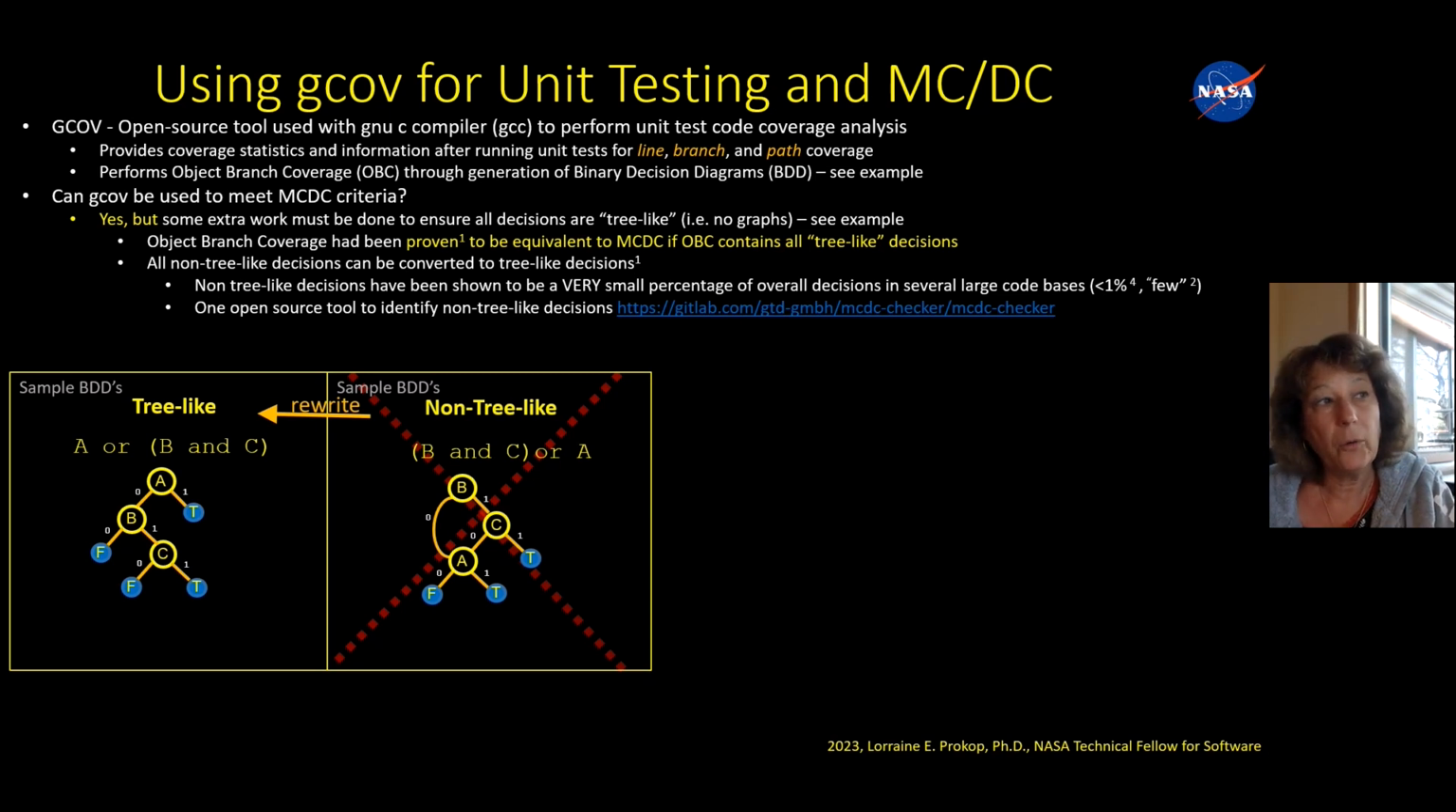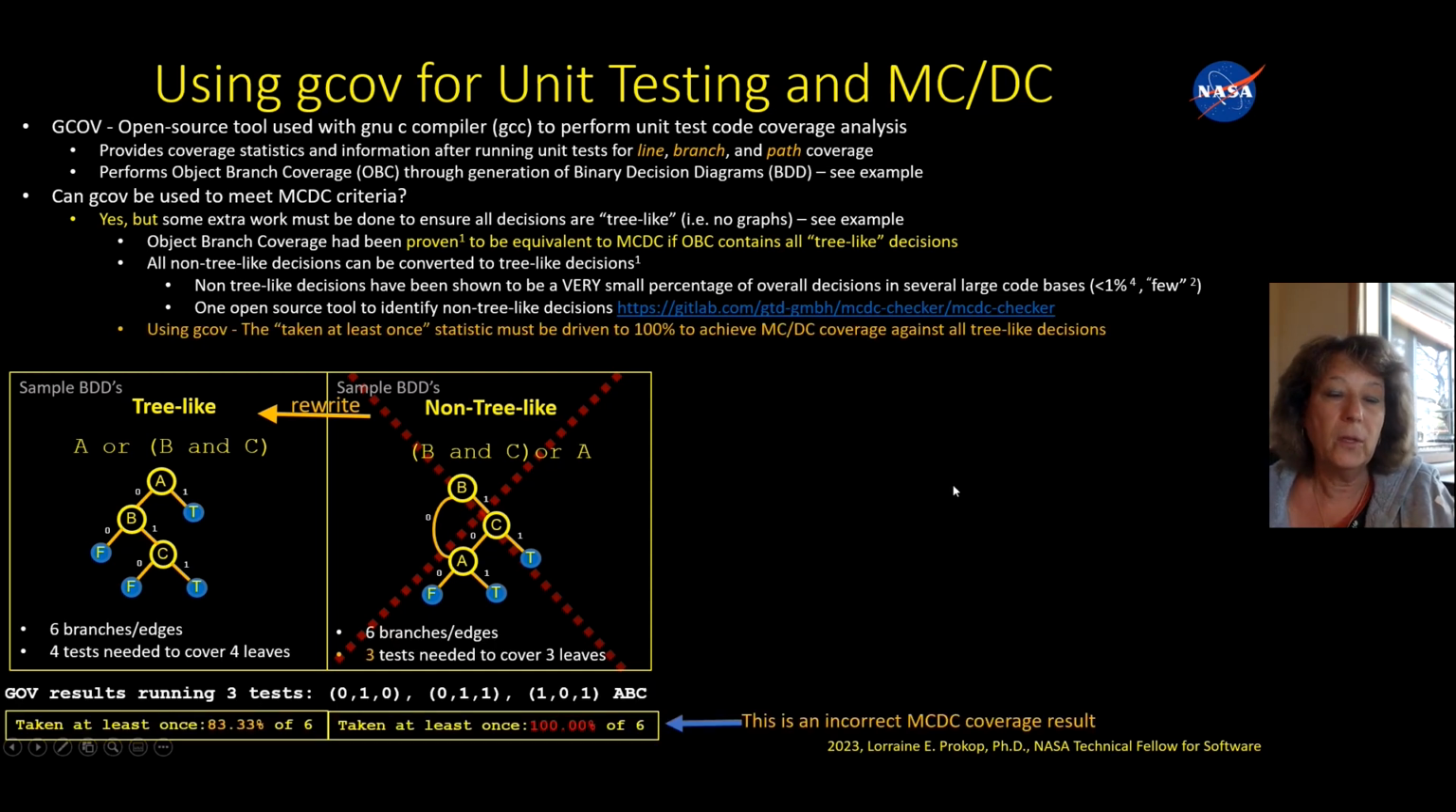And it has been shown additionally that in very large code bases, the amount of decisions that are actually like this naturally are very few, like in one study, less than 1%. So all this is good news for using Gcov to do MCDC. So let's go into why.